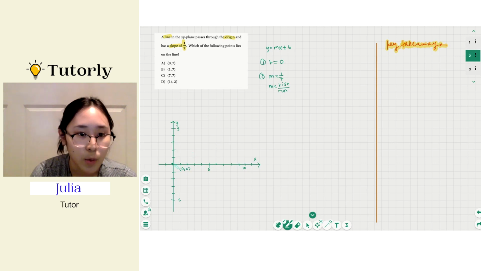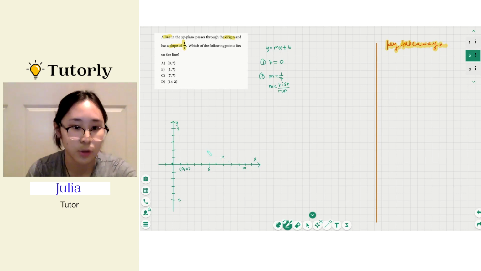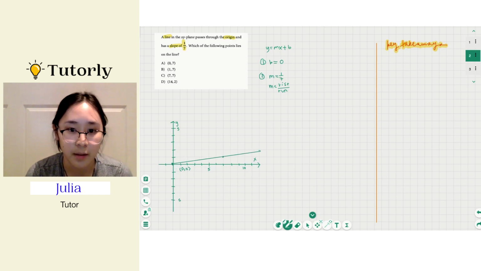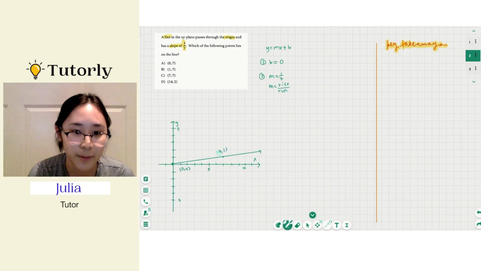We have 1 unit up and 7 units to the right. So this will be the next point on the line. So let's draw a straight line that passes through these 2 points, right? And don't forget to label this point. So this is going to be 7, 1.